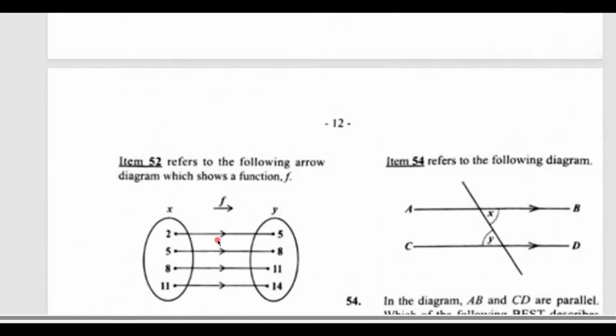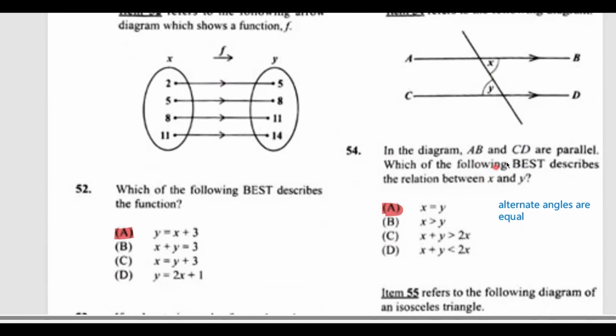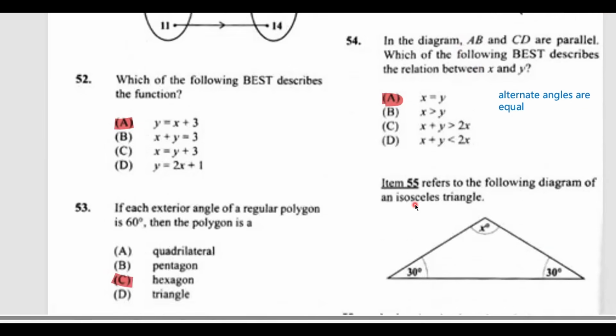54, refer to the following diagram. In the diagram, AB and CD are parallel. Which of the following best describes the relation between X and Y? We can see X and Y, they are alternate angles because they're on opposite sides of the transversal, and alternate angles are equal. So X is equal to Y, that's A.